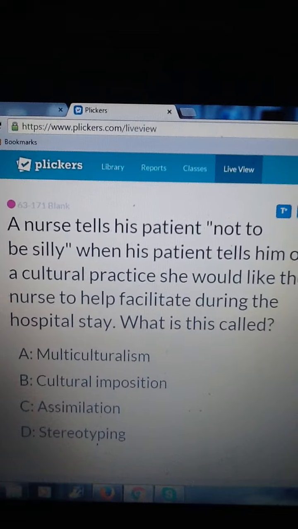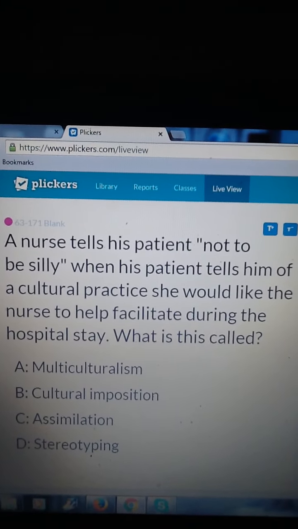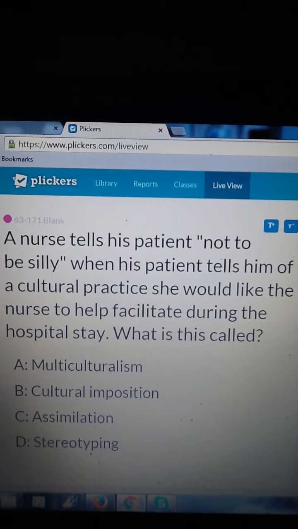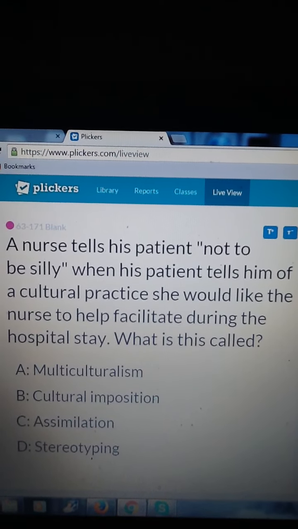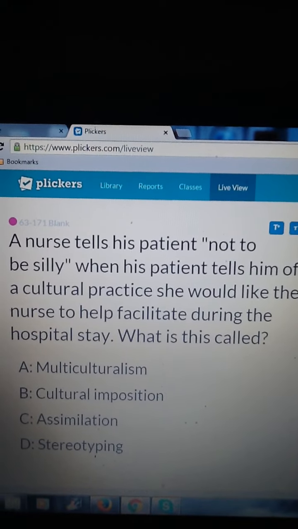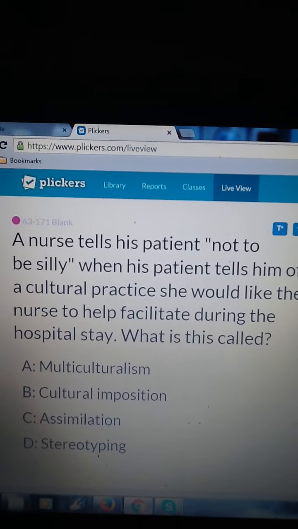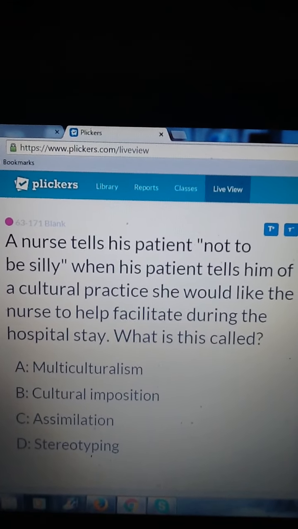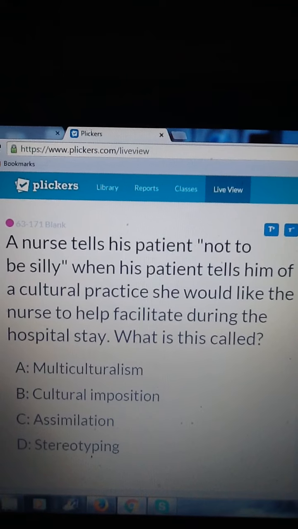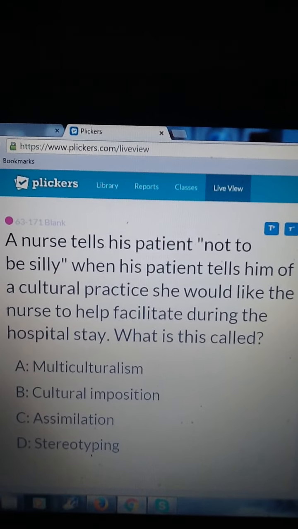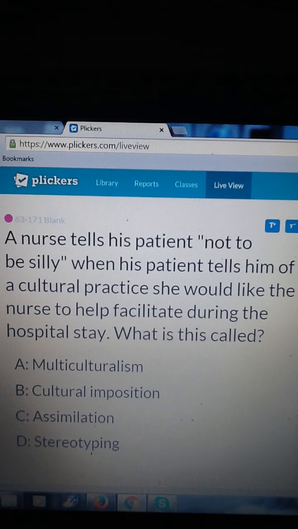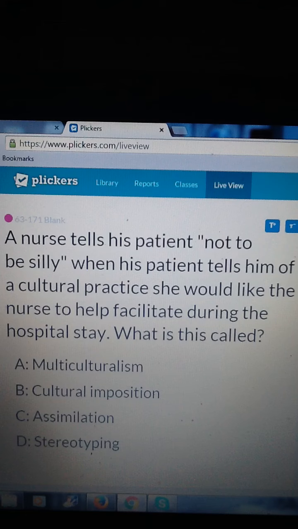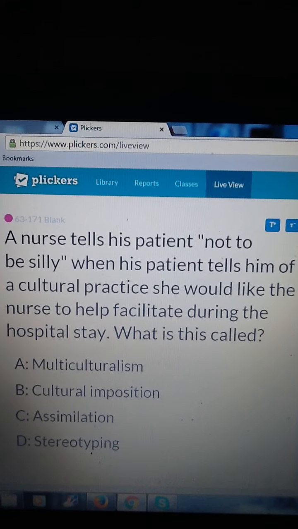A nurse tells the patient not to be silly when the patient tells him of a cultural practice she would like the nurse to help facilitate during her hospital stay. What is this called? Okay, so this comes strictly out of your definitions in your week 7 culture lecture. So what would this be? The answer is cultural imposition. Okay, so please look at the definitions in that week 7 lecture.